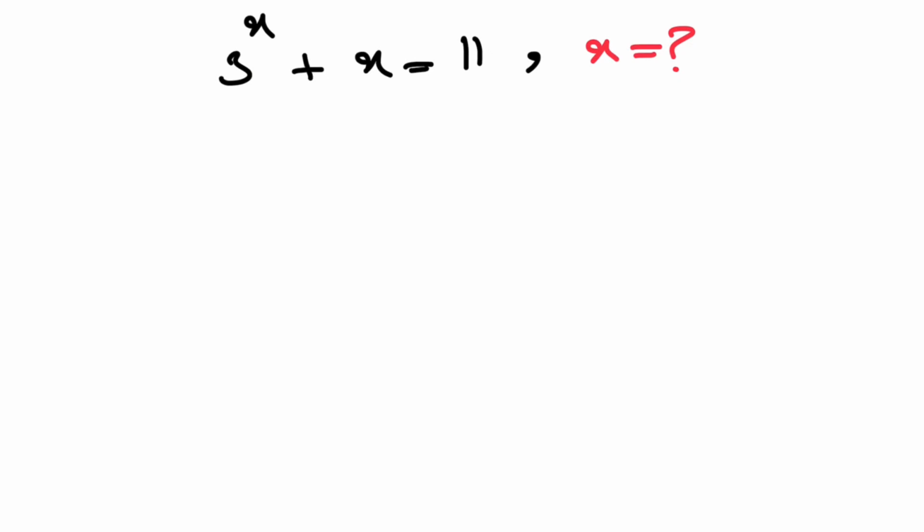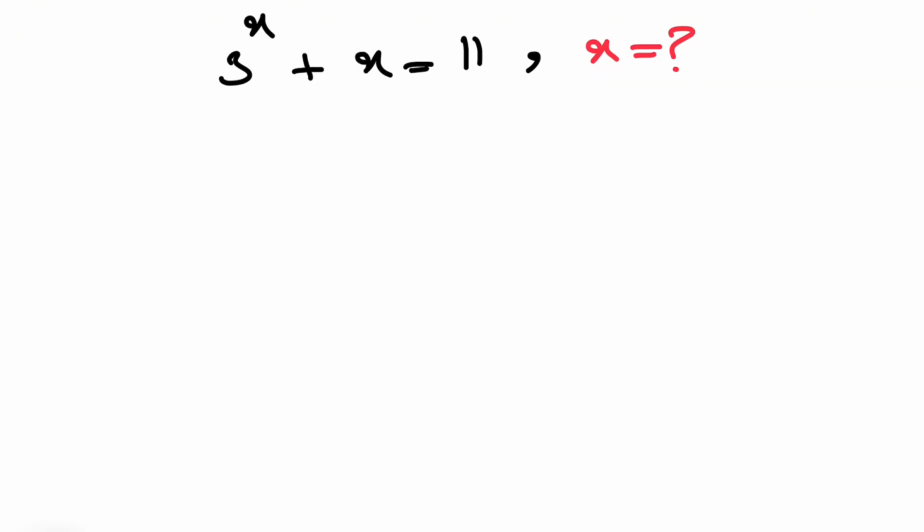Alright guys, we're going to be solving this equation 3 to the x plus x is equal to 11, and we need to figure out the value of x. The fastest way in these kinds of questions is to try different numbers. We can go with 0: 3 to the 0 plus 0 is not going to work. With 1, we have 3 plus 1, 4, which is not equal to 11. If we do 2, 3 squared, 9, plus 2, that's going to be 11, and this is going to work.